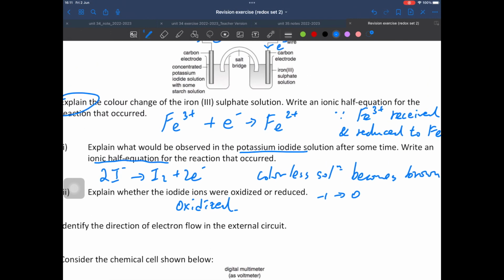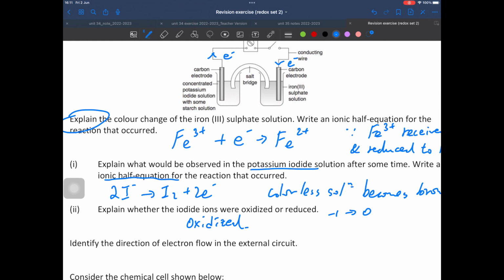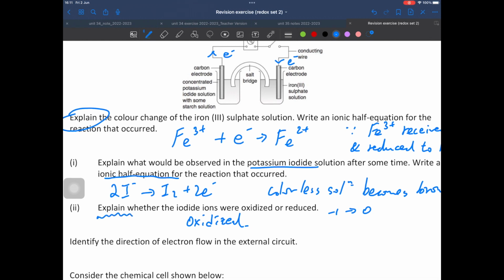Now, don't forget, here you need to explain. Well, that means not only give either oxidized or reduced, but also give the reason behind. And here we show, right? The oxidation number of iodine change from -1 to 0, that is increase. And part C, identify the direction of electron flow. Very good, we have finished already.